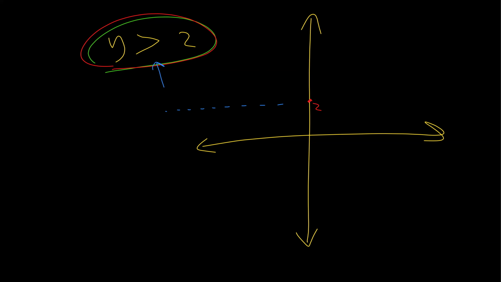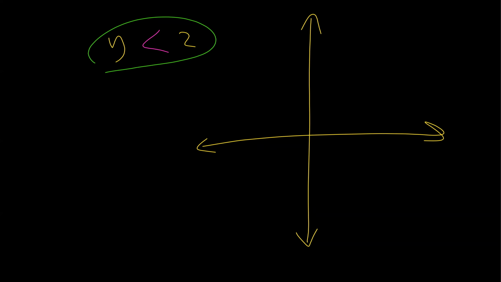What about if it is less than? If I change greater to less than, this is now y less than 2. Whether it is less than 2 or less than or equal to, the difference is just the dashed line or solid line. If there is no equal, it is a dashed line. When there is equal, it is a solid line.